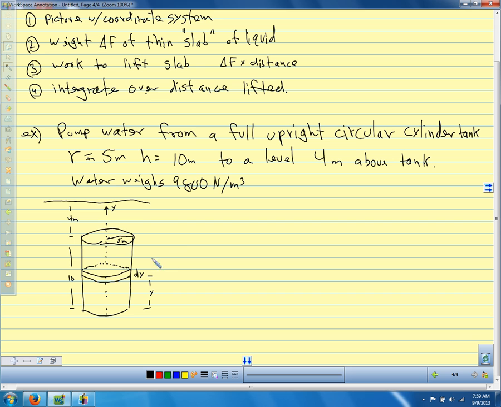And what's the distance that I'm going to pump this little piece? If I'm going to pump it up to here, what's the distance that I'm pumping that little slab of liquid? 14 minus y. And I always double check myself if I'm not 100% certain. If I'm down here at the bottom of the tank, y equals 0, so I'm pumping that 14 meters. At the top of the tank, y equals 10, I'm pumping that little slab 14 minus 10, or 4 meters. Okay, so that tells me I've set things up properly.